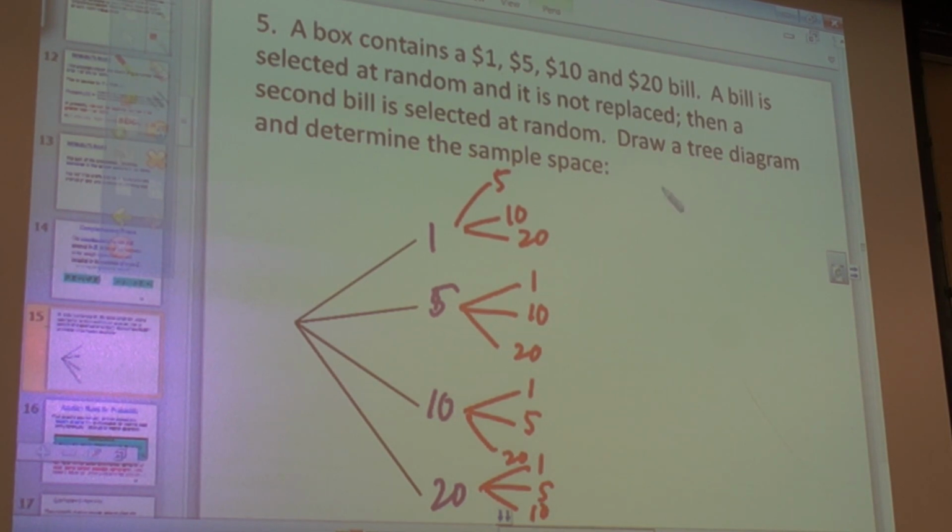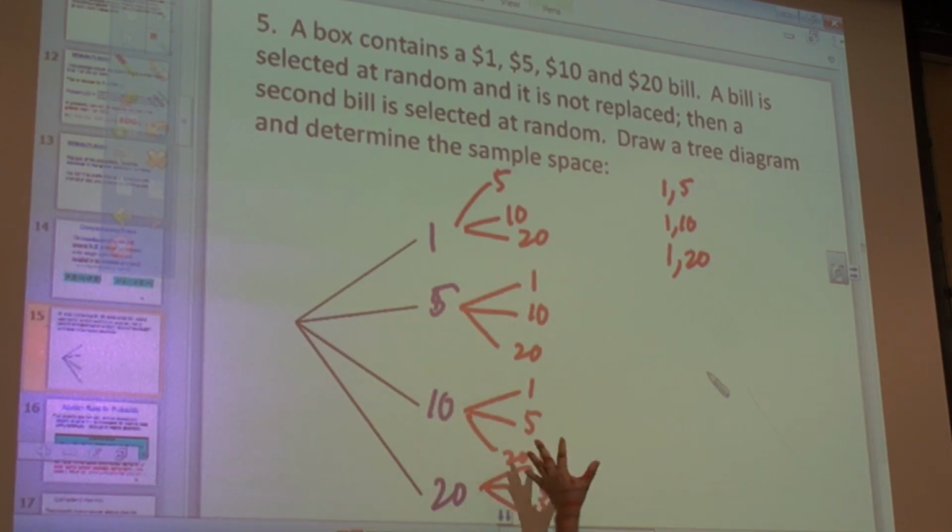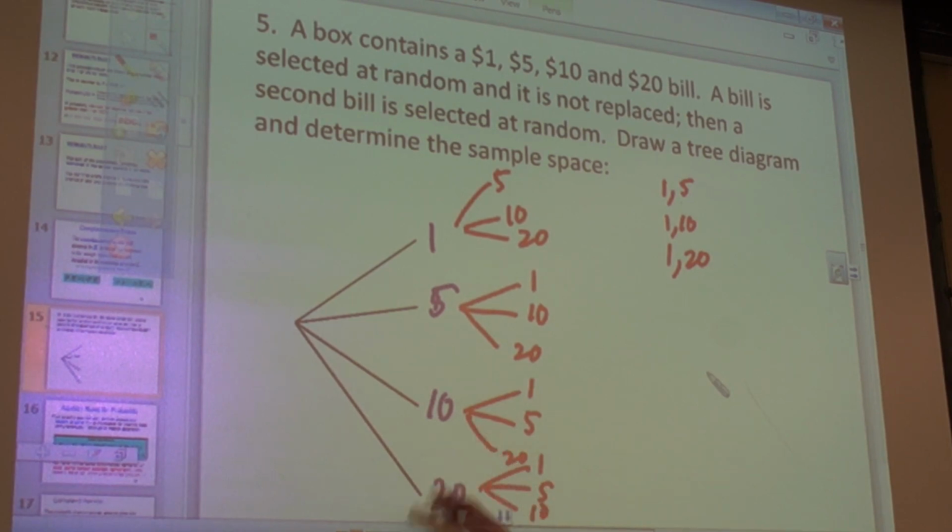My sample space goes like this: 1, 5, 1, 10, 1, 20, and so forth. Find the rest of them. Remember, I'm just drawing twice. That's it. First draw, second draw. Done. Just 2 draws. Now write down all your sample space.